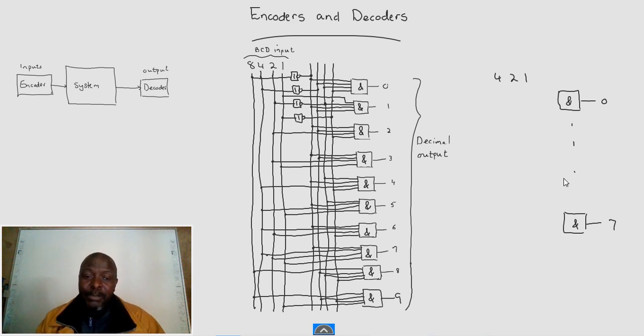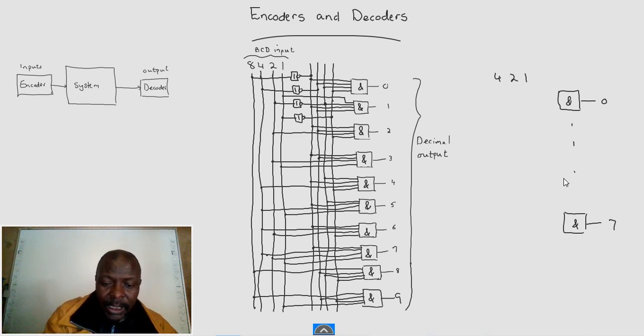Now I'm going to break here, and I'm going to look at the 2421 separately. So let's hope so far this was not difficult to handle.